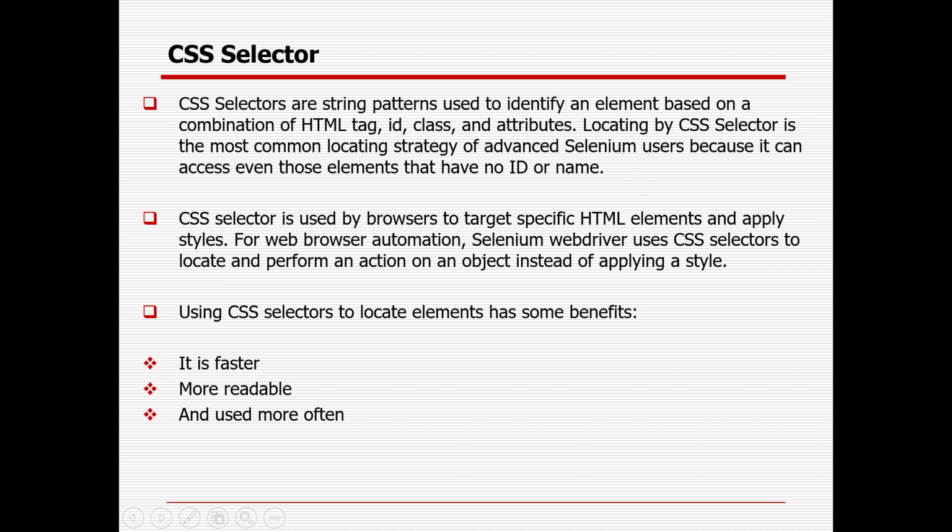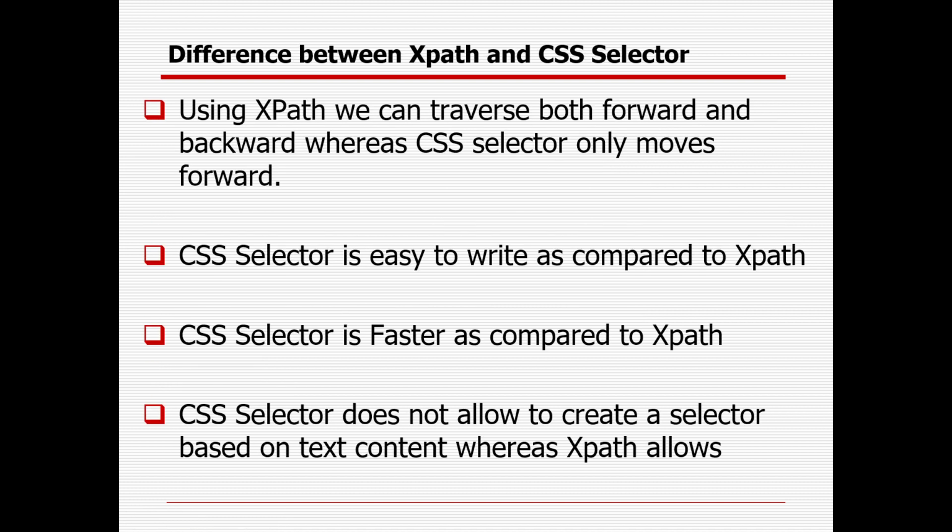So similarly, CSS is also important. Wherever there is no particular tag available, you can use Xpath or CSS, or sometimes those are available but are dynamic in nature, you can still use CSS. A CSS selector is used by the browser to target specific HTML elements and apply styles. For web browser automation, Selenium WebDriver uses CSS selectors to locate and perform actions on an object instead of applying a style. Using CSS selectors to locate elements has some benefits. It is faster, more readable and used more often.